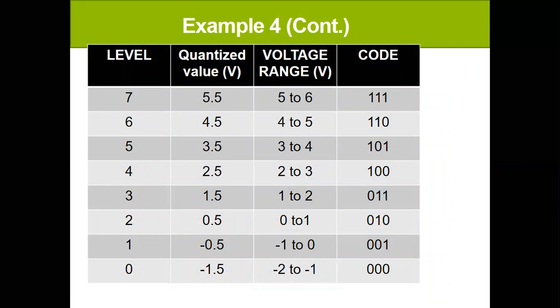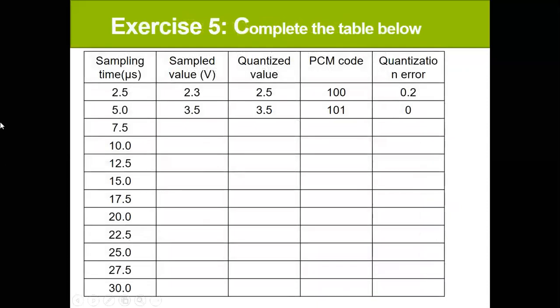The table we developed previously for 3-bit PCM gives the quantized value, the range, and the code. Now, from the graph, the sampling interval is 2.5 milliseconds. The first value is 2.3, and the second value, at 5 milliseconds, is a sample value of 3.5.